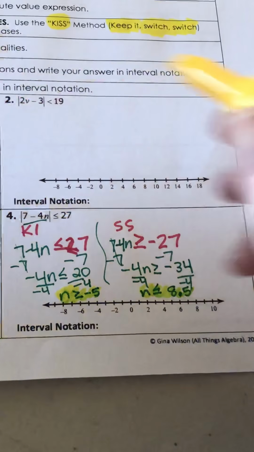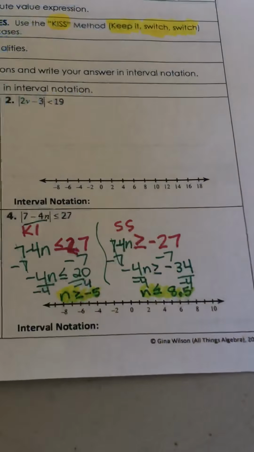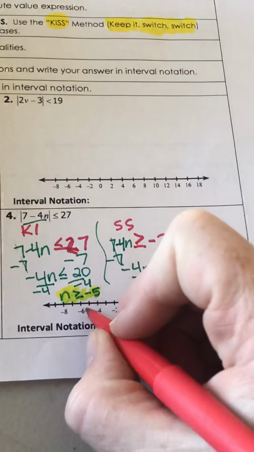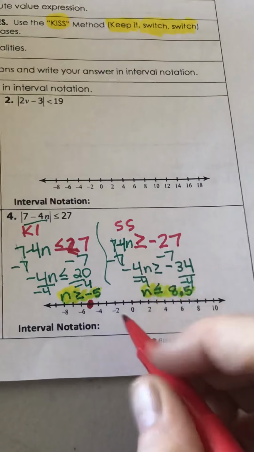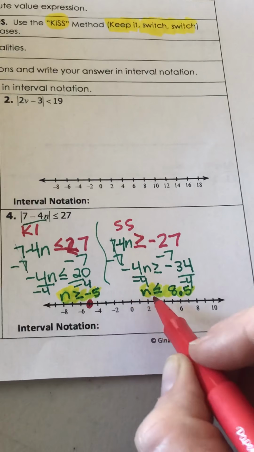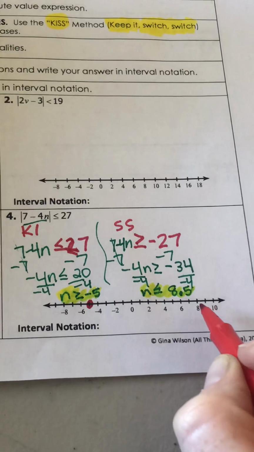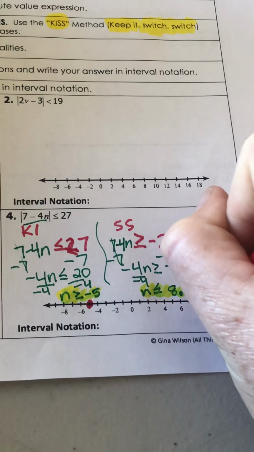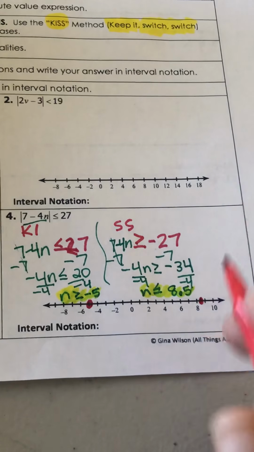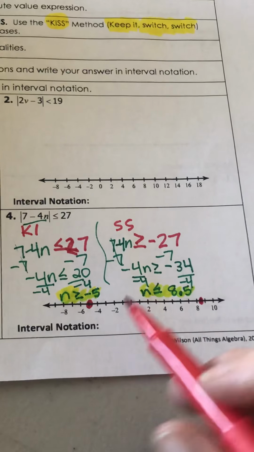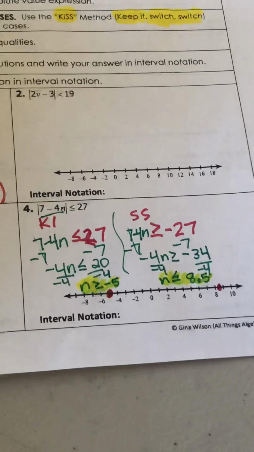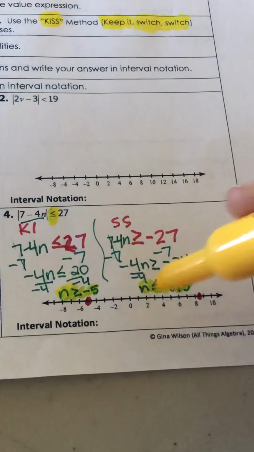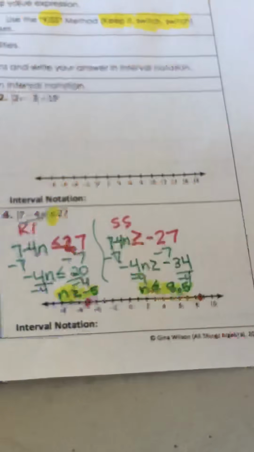All right, so now I have n is greater than or equal to negative 5, and n is less than or equal to 8.5. Okay, so let's do negative 5 is right here, closed circle. That's going to be shaded to the right, okay? But then let's just do it all together. 8.5 is right here, closed circle. And we want that less, okay? So any way you can think of that. If we start with the less than, you're shading in the middle because it's and.